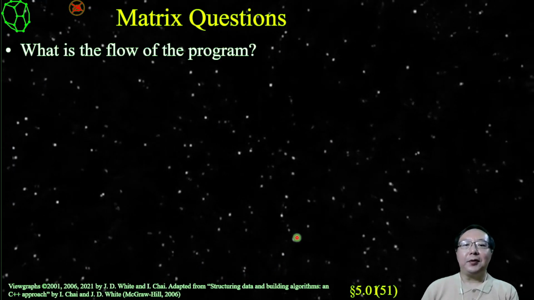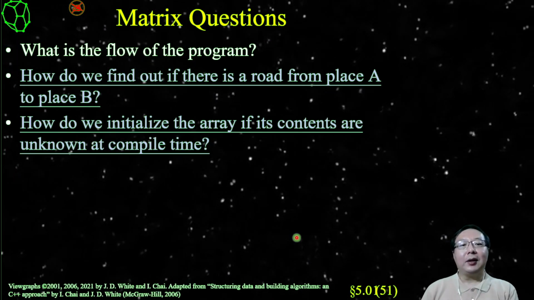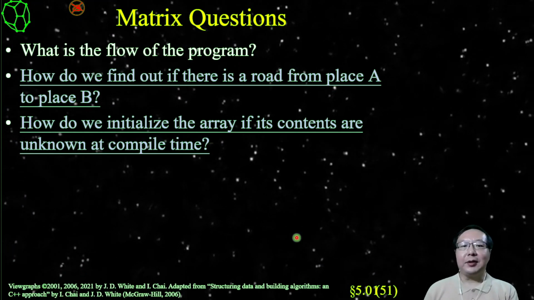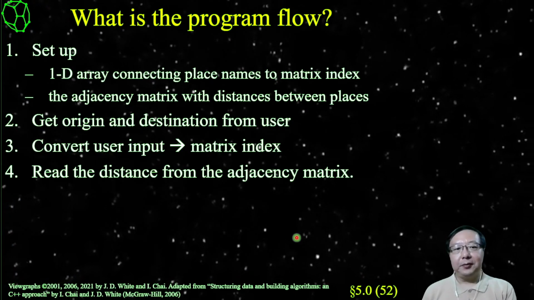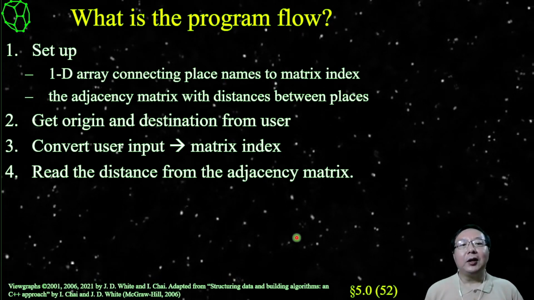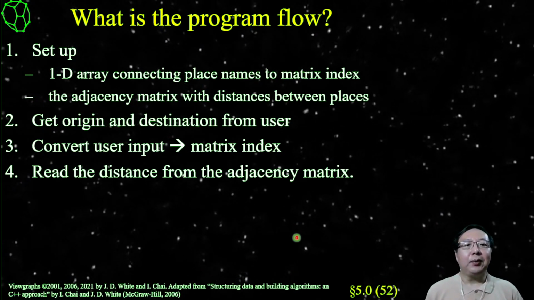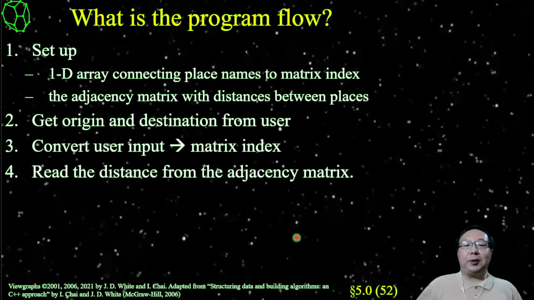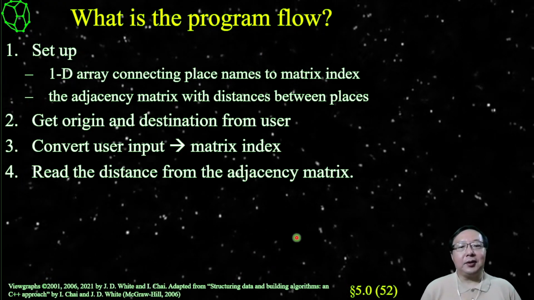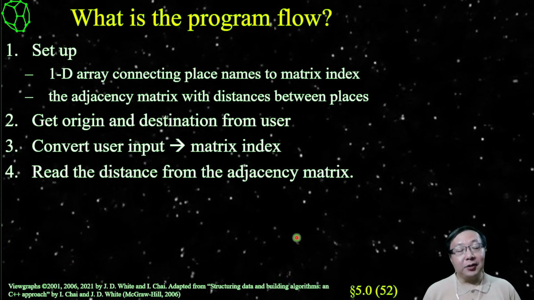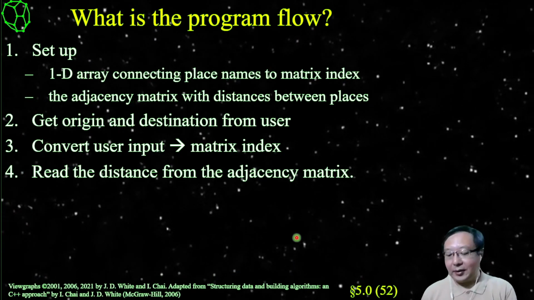So what is the flow of the program? How do we find out if there's a road from place A to place B? How do we initialize the array if its contents are unknown at compile time? So what's the program flow? Well, first we set up a 1D array connecting place names to matrix index. Then we have an adjacency matrix with distances between the places. We get the origin and destination from the user and convert the user's input to a matrix index by searching through the place names array, and we read the distance from the adjacency matrix.